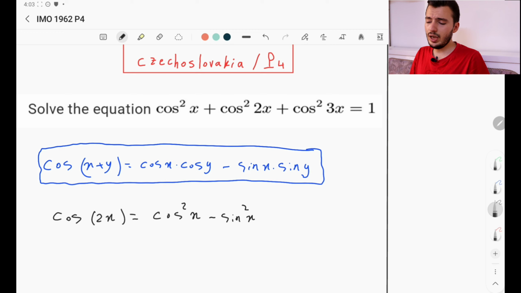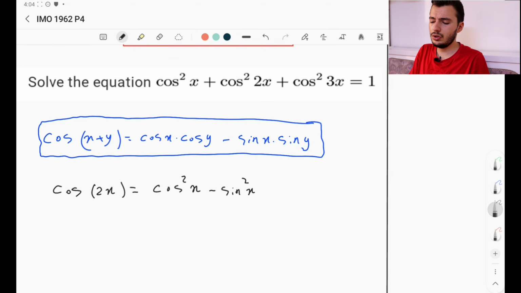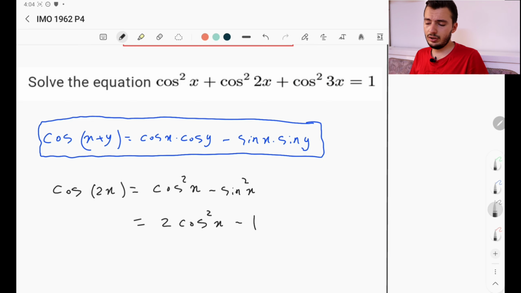But guess what? The first term is just cosine x squared. So why should we put cosine x and sine x? Remember, we can always get rid of the sine by turning it into cosine, especially if you have sine squared. So you can just substitute sine x squared by 1 minus cosine x squared. Eventually I can just write 2 cosine x squared minus 1. This is very good news, because now the second term is not cosine 2x squared anymore. Now it's 2 times cosine x squared minus 1, all of it squared. Very good thing.